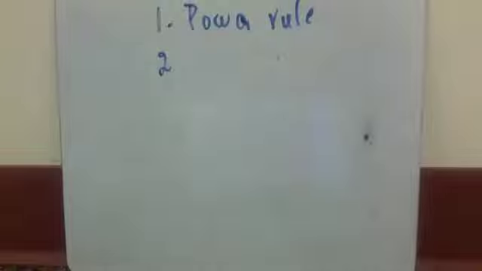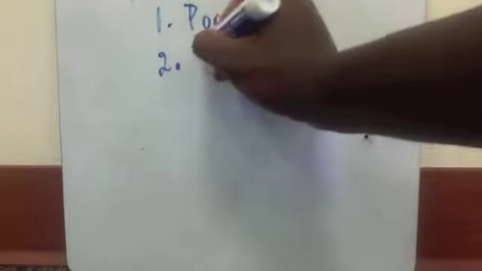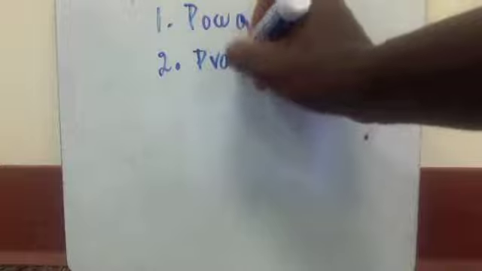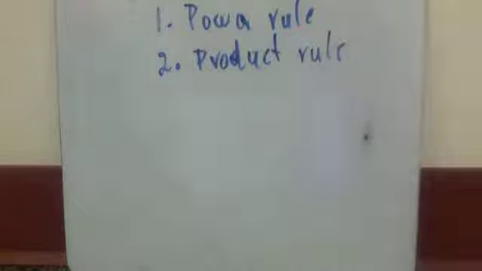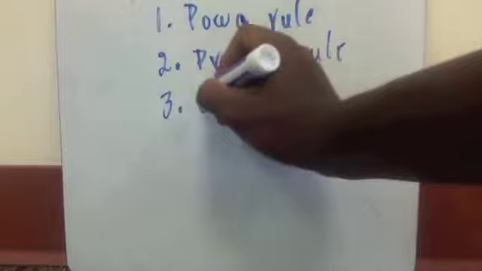I'm going to be talking about three different ways to find the derivative of a function. There are four different ways to find it, but I'm only going to be talking about three. The first way I'm going to be talking about is called the power rule. The second one is the product rule. And the third one is the quotient rule.